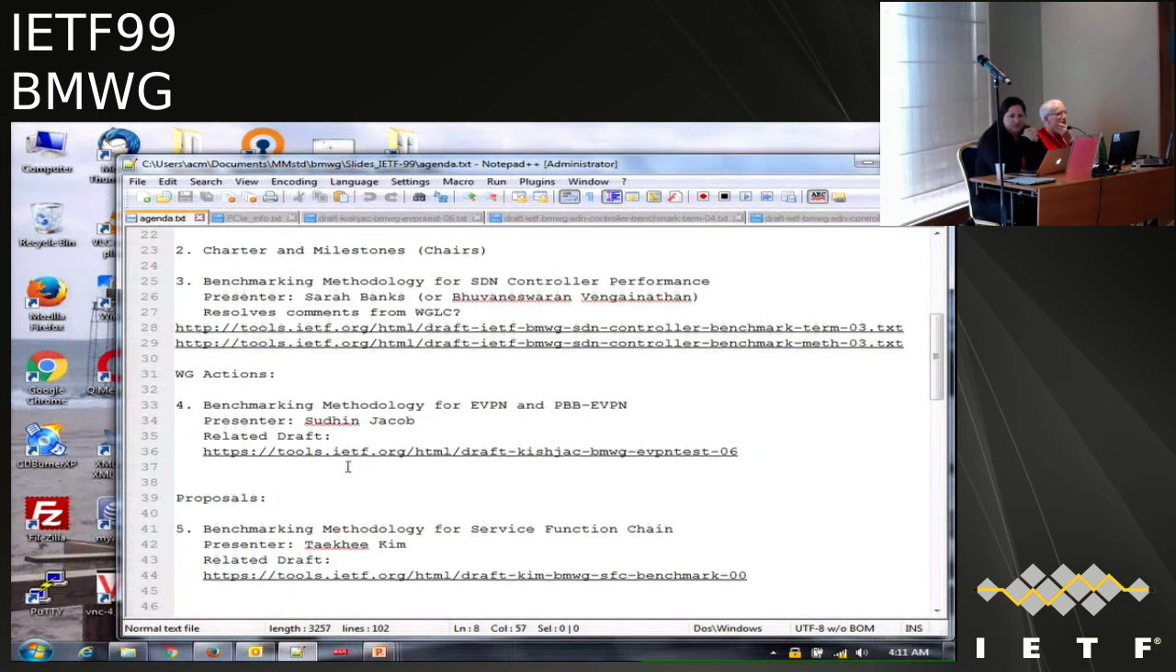All right. So our next item is this draft on benchmarking methodology for Ethernet VPNs and provider backbone EVPNs. Sudhin Jacob is here from Juniper, and we have a related draft here that's gone through many iterations. Sudhin, I invite you to come up and make your presentation of the latest work here.